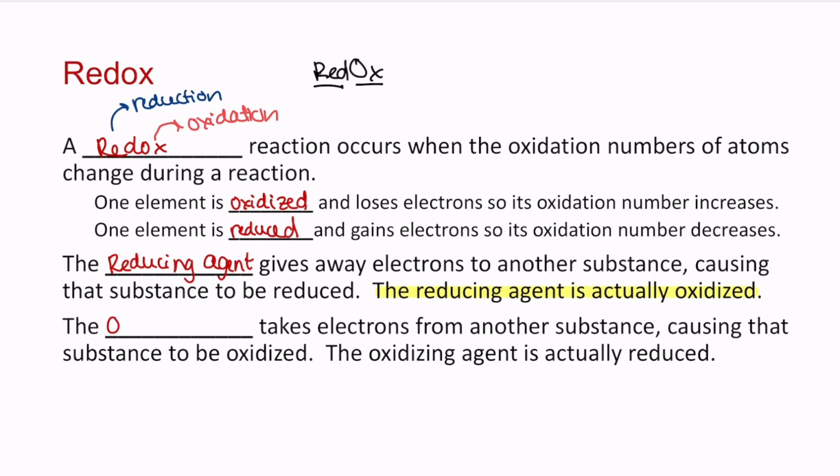The oxidizing agent is going to take the electrons from the other substance. So it's causing that substance to be oxidized. So in this case, the oxidizing agent is actually reduced. So the thing that's being reduced, meaning that it is gaining electrons, is causing the other substance to be oxidized. So that's why it's called the oxidizing agent.